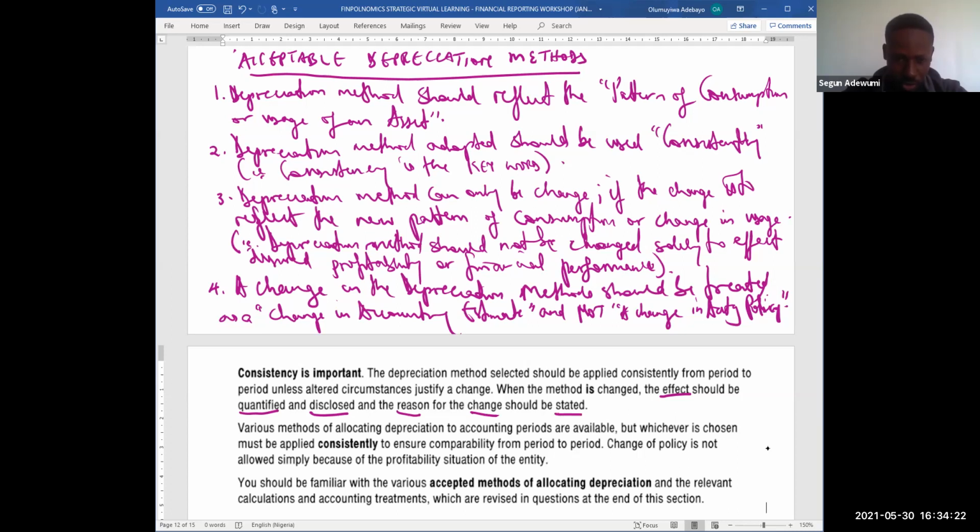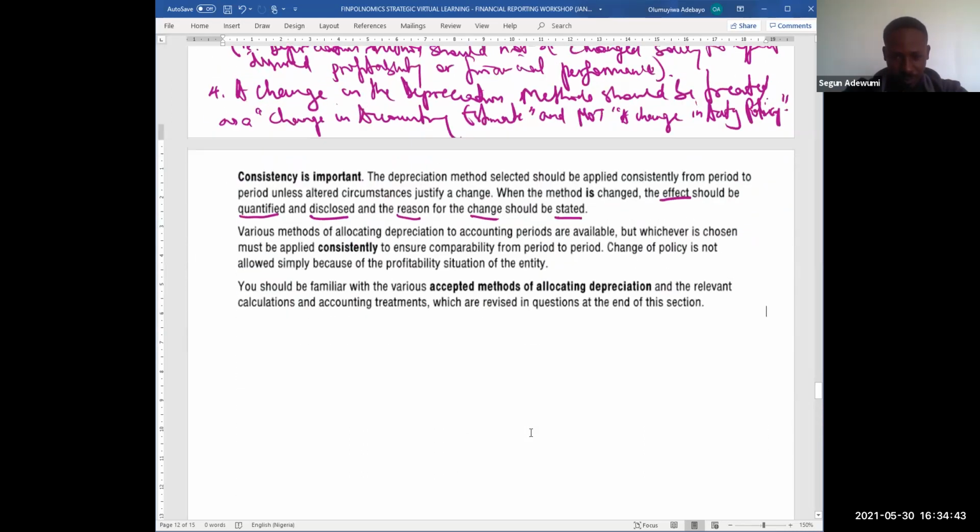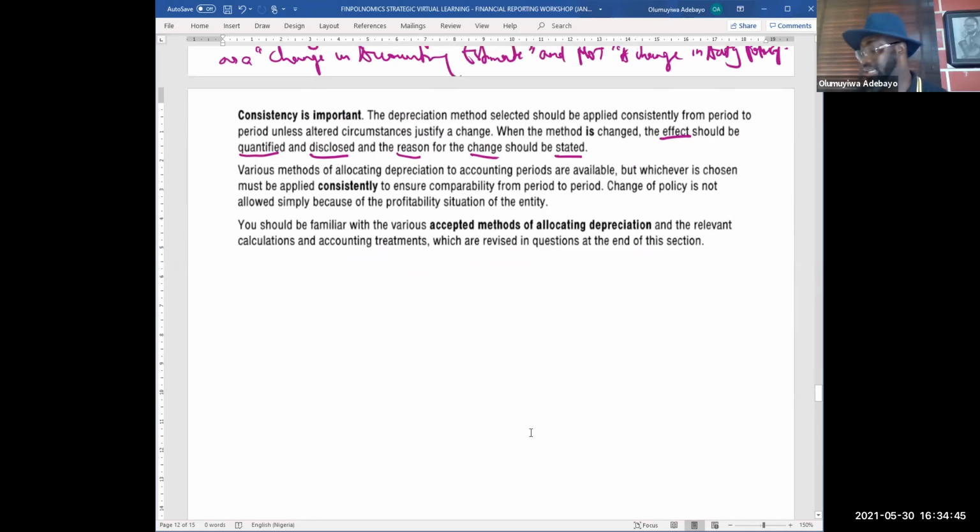Change of policy is not allowed simply because of the profitability situation of the entity. You should be familiar with the various accepted methods of allocating depreciation and the relevant calculations and accounting treatments which are revised in questions at the end of this section. Now let's give examples of acceptable methods.